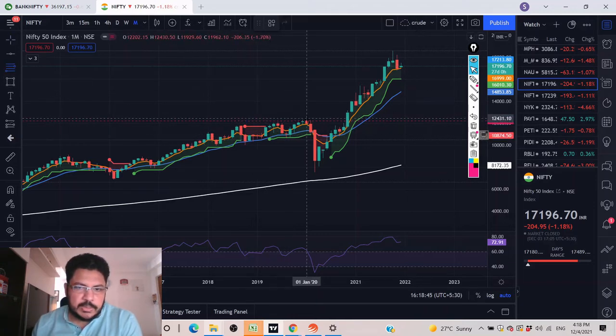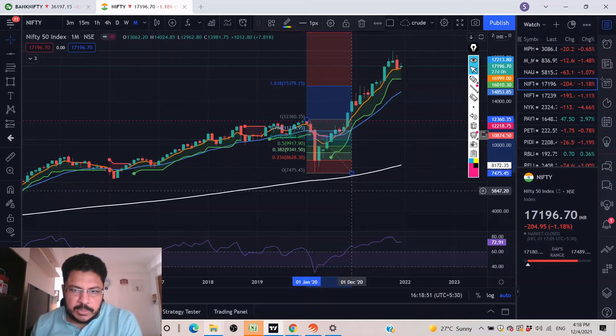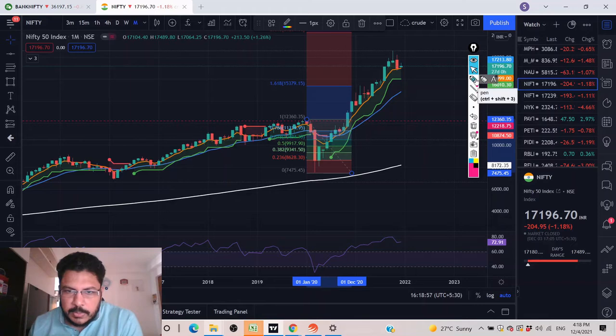Let's apply Fibonacci from the level where it had fallen, and see what we could have understood from this. The market fell, and from there the retracement first came up to the 38 level. The candle closed in this zone, and the next candle broke the 38 and went up to the 50 level. Even this candle was closing here. This was a very positive sign, and it was not breaking any of the lows.